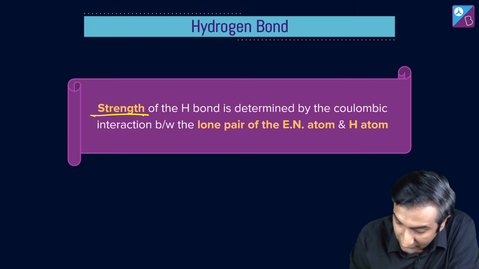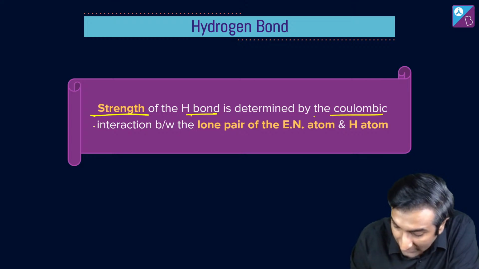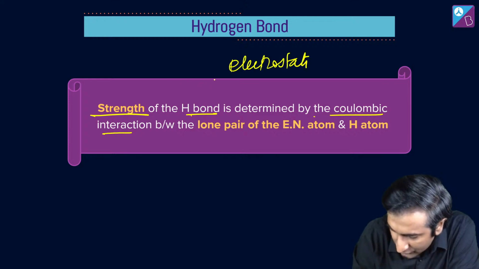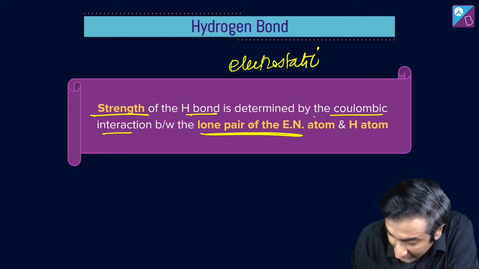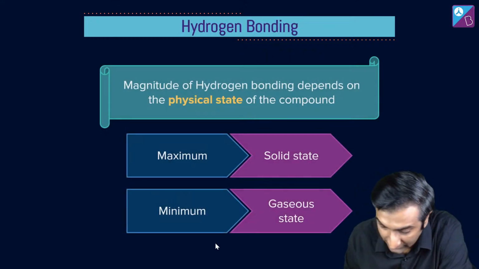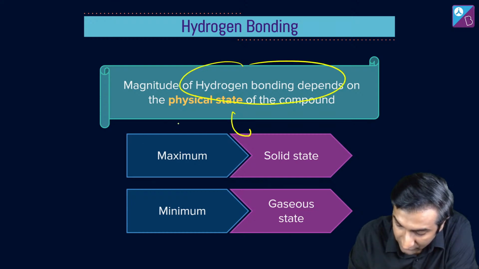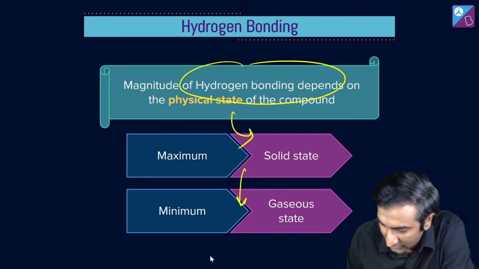So the strength of the H bond is figured out by Coulombic interaction. Coulombic means electrostatic. Okay, which is very interesting. Electrostatic interaction between the lone pair of the electronegative atom and the hydrogen atom. A little bit of theory that is necessary. And obviously hydrogen bonding will be highest in the solid state and lowest in the gaseous state.